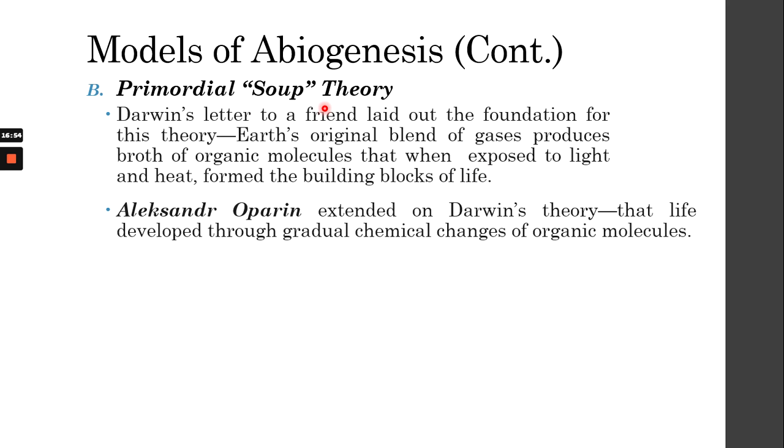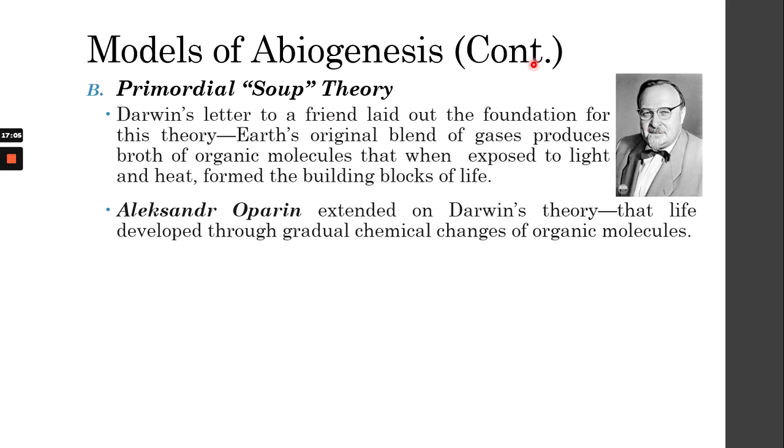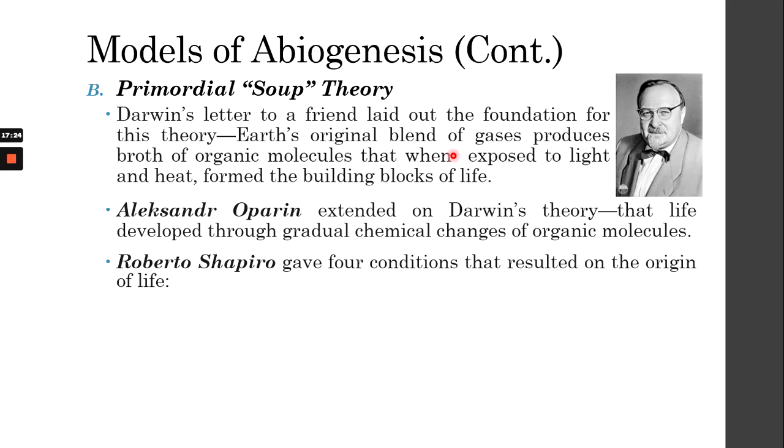And Alexander Oparin is a Russian scientist. He actually extended Darwin's theory that life developed through gradual chemical changes of organic molecules. So here's a picture of Alexander Oparin. He is a biochemist, and he also believed in the primordial soup theory, wherein the origin of life comes from gradual changes of the building blocks of these various blends of gases. And then Robert Shapiro gave us four conditions that resulted in the origin of life. Basically, he summarized the primordial soup theory.